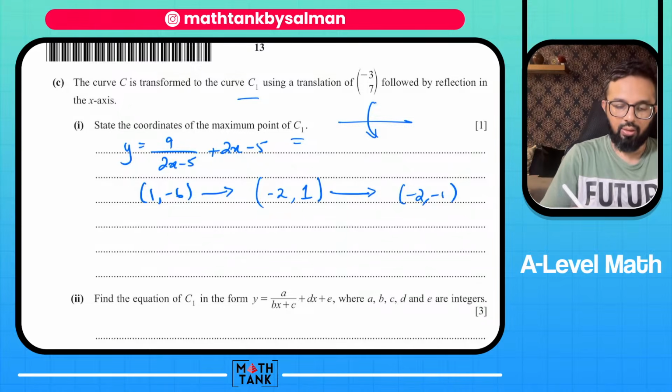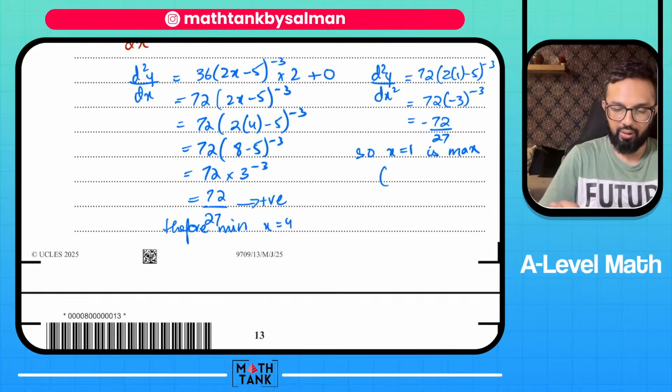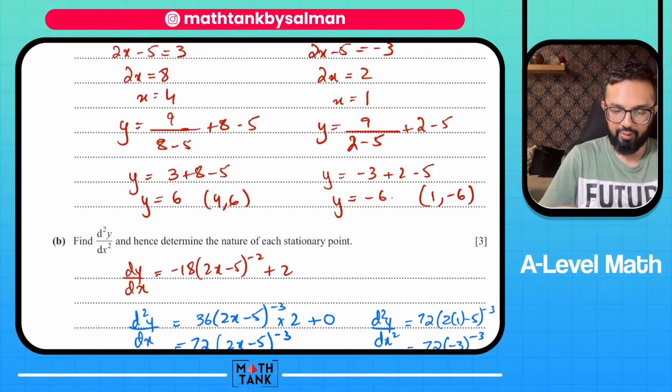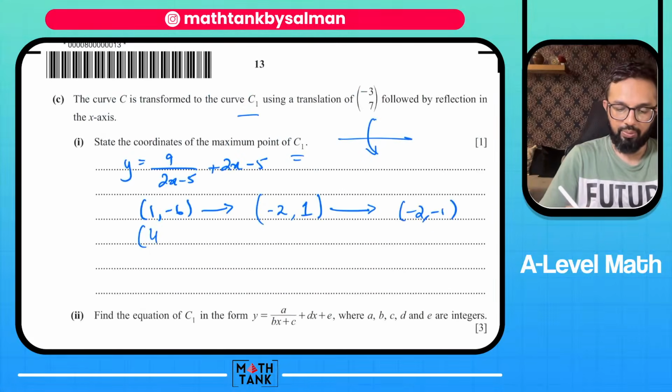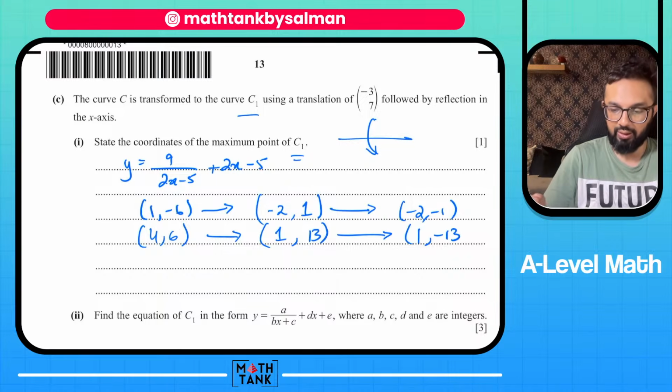Okay, my bad. The minimum point will become the maximum point, so you have to calculate both points. So the other one is 4 comma 6. Yeah, okay. That's what I was wondering, that I had missed out on the point. So 1 and 13, and then you switch the coordinates, so this becomes 1 comma minus 13.